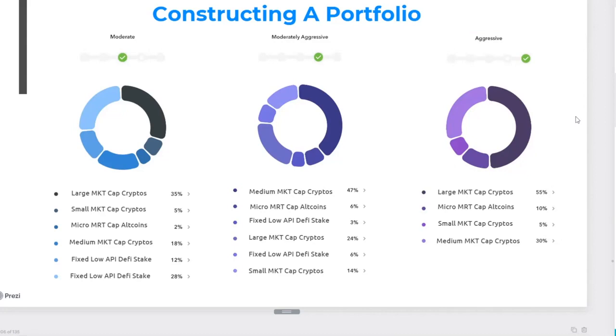This is sort of where my portfolio sits. 55% large market cap cryptocurrencies, 10% micro market cap altcoins. I always talk about 1% allocation coins. This is exactly what I'm talking about. Pick 10% and just put 0.5% or 1% into cryptocurrencies that can 1,000x. And before you know it, you only have to be right about one and you're making substantial gains on your portfolio. 5% small market cap cryptocurrencies, and then 30% medium market cap cryptocurrencies.